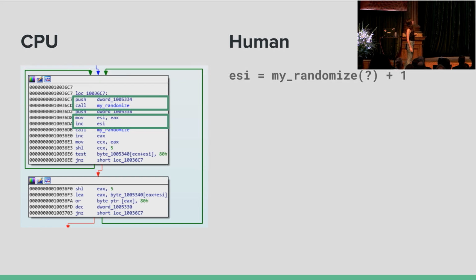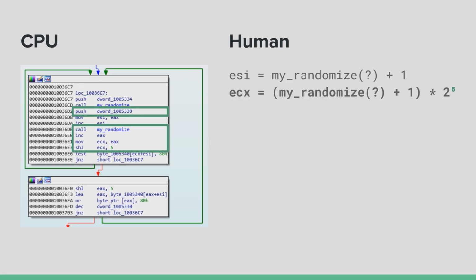So the first thing we do is push a value onto the stack, the value that is stored in 1005334, and then we call myRandomize. And the random number that's returned is in EAX, and we put it in ESI and increment it by 1. So ESI at this point holds a random number plus 1.